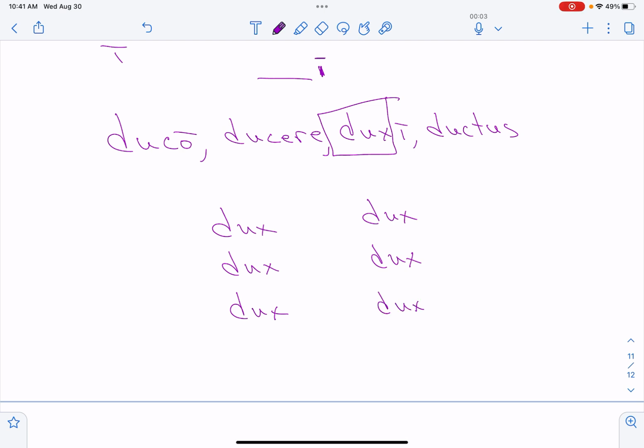And then you're going to add the endings, which is i, isti, it, imus, istis, erunt. I led, you led, he, she, it led, we led, y'all led, they led. Every verb behaves this way. That's how you form the perfect tense of every verb.